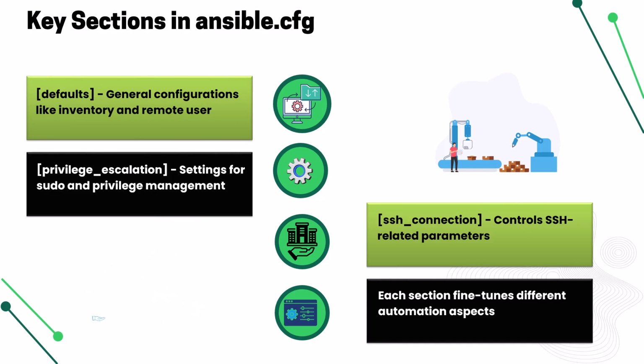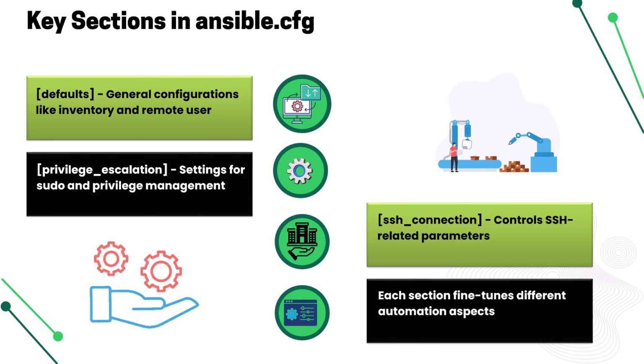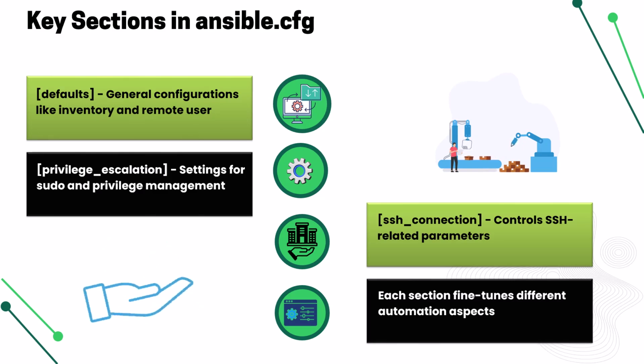Now let's talk about what makes this file tick: sections. Think of defaults as your everyday settings, privilege escalation for getting those superuser powers, use responsibly, and SSH connection for making sure your remote connections don't feel like dial-up internet. Each section fine-tunes your automation experience, like adjusting the seat and mirrors before hitting the road.